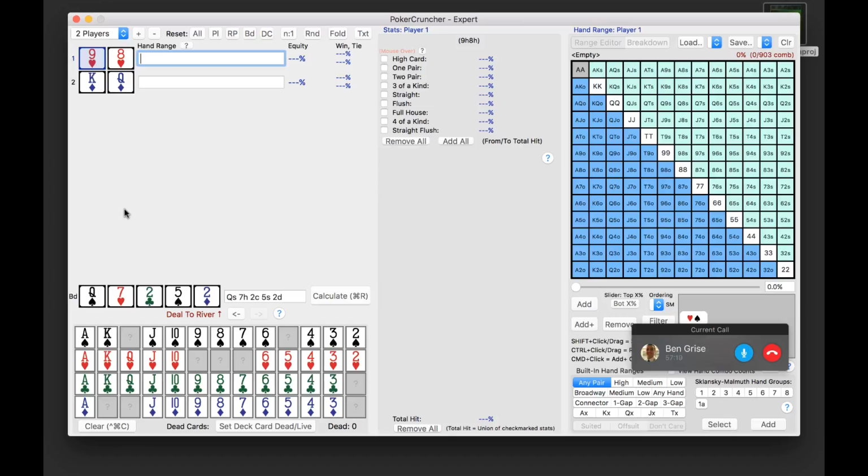Because he's probably going to call you with a queen, and so hands that he can fold are jacks and tens, and if you have Jack 10, you're blocking jacks and tens. You're on the right track.